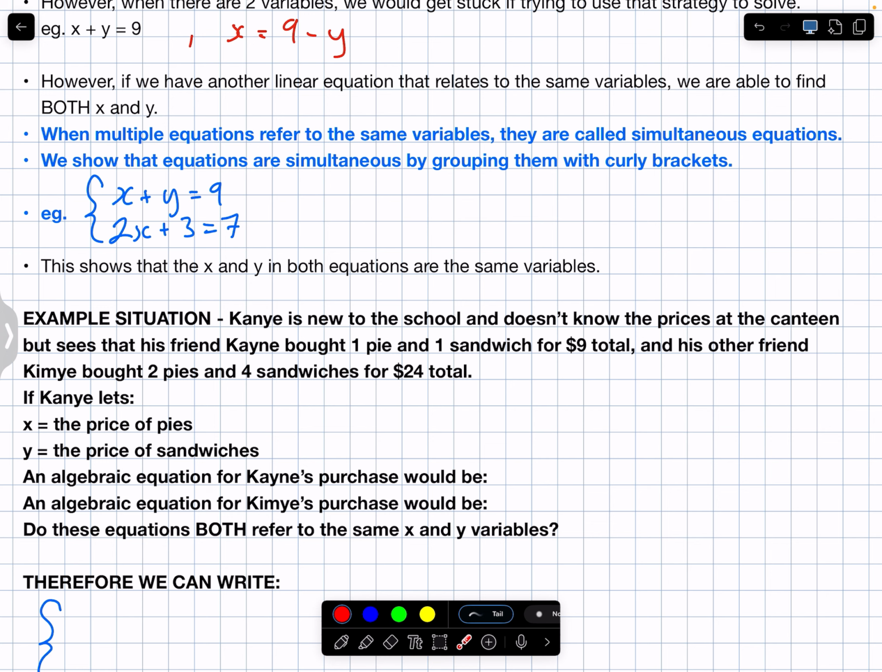So again, when multiple equations refer to the same variable, they're called simultaneous equations. We show they're simultaneous by putting those curly brackets around.